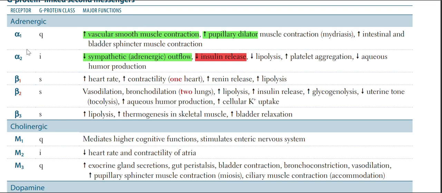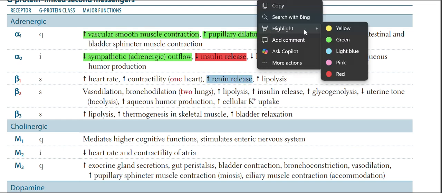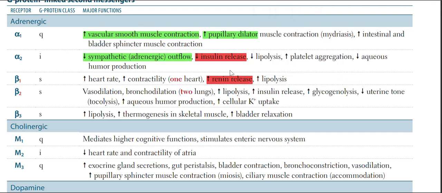On the other hand, beta 1 receptors, we know they increase heart rate and increase contractility. But the important thing to remember here is that they can also increase renin. And what do you guys think renin will do? Increase the BP as well. Yeah, that is true. Renin will also increase the blood pressure. Not along with that, but the way it increases the blood pressure is through the renin-angiotensin-aldosterone system.